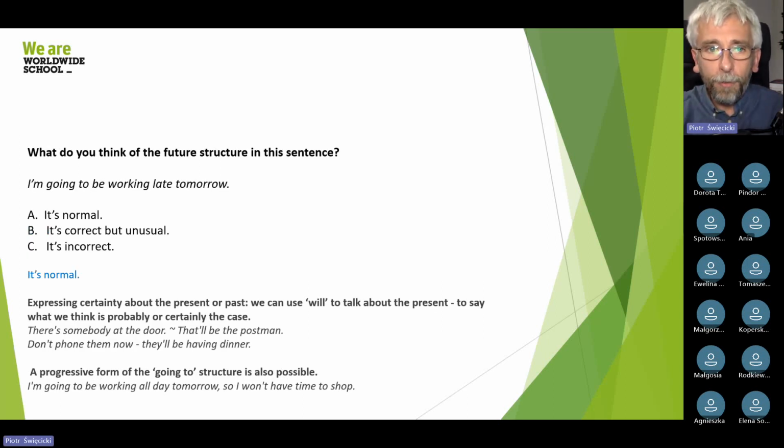What do you think of the future structure in this sentence? And the sentence goes like this. I'm going to be working late tomorrow. Don't you think that there's too many -ings in here, right?